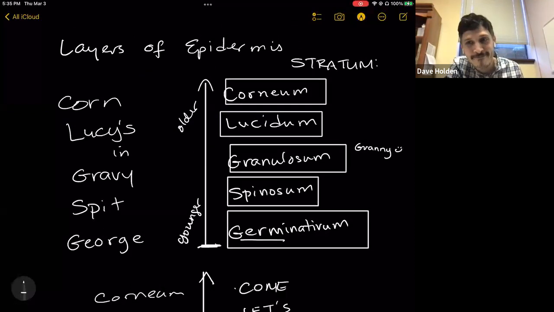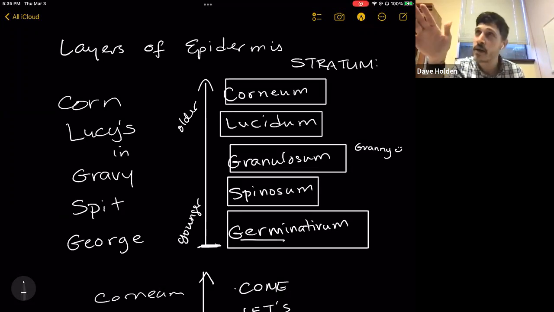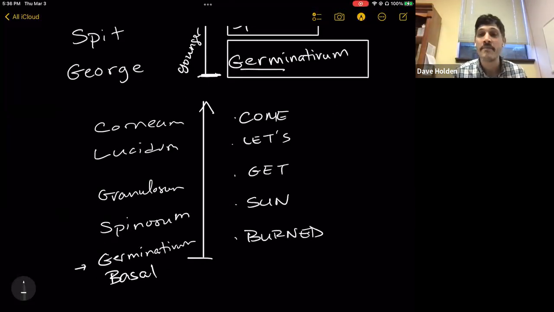Personally, this one is my favorite. That's the one that sticks in my head, and whenever I'm thinking about the skin, my head goes straight to George spit gravy in Lucy's corn. So the best mnemonic device will always be the one that you remember. Whichever one of these sticks in your brain the best, forget all the other ones, use that one. But we are naming the same thing here. All we've done is just named them from the top to bottom or from the bottom to the top. That's it. Good stuff?